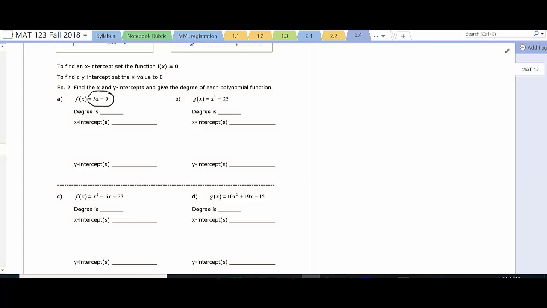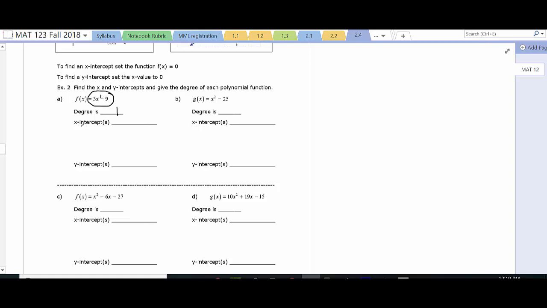The first one: what kind of equation is 3x minus 9? What kind of function is that? It's linear, right? What's the highest exponent? There's not an exponent on x, so it has to be 1. So the degree is 1. That's the highest power there.